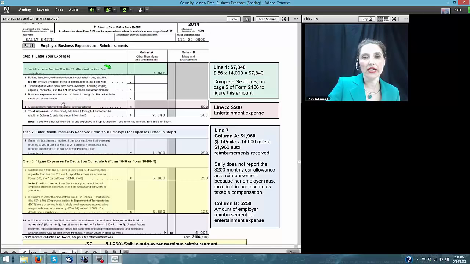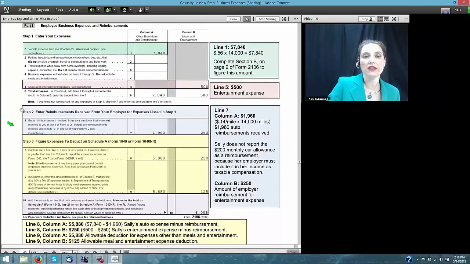She also had some meal expenses that she incurred. She incurred $500 of meal expense, and that's going to go in column B. Then we move down to step 2, and in step 2, we enter the amount of reimbursement she received. Her employer gave her $200 a month, but did not track how she spent the money. And so the $200 per month would be grossed up on her W-2. It would be an extra $2,400 a year of taxable compensation that would appear on her W-2.